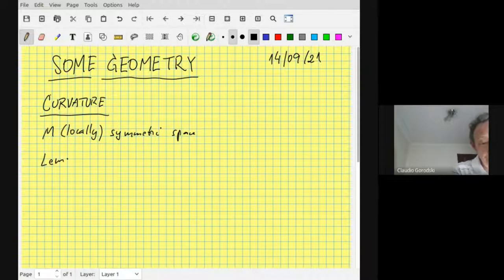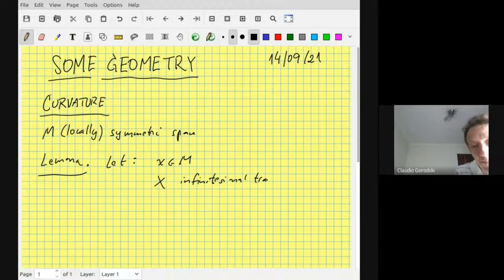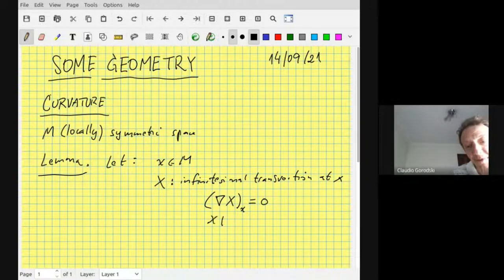So first, I want to prove a lemma. Let X be an infinitesimal transvection. So recall, this means that nabla X at the point x is zero, right? It's a Killing field also, a Killing vector field. And the one-parameter group of isometries, these are called transvections.